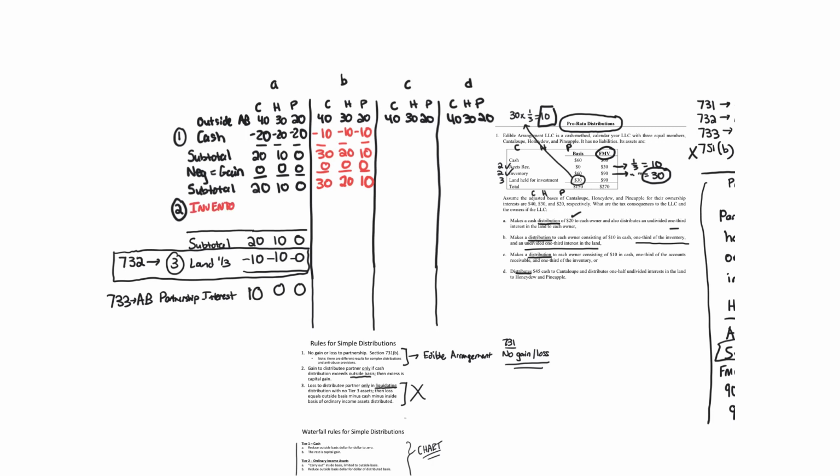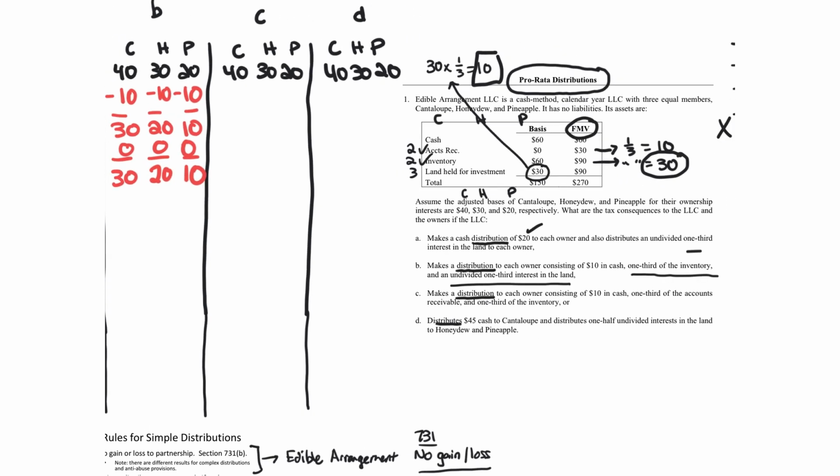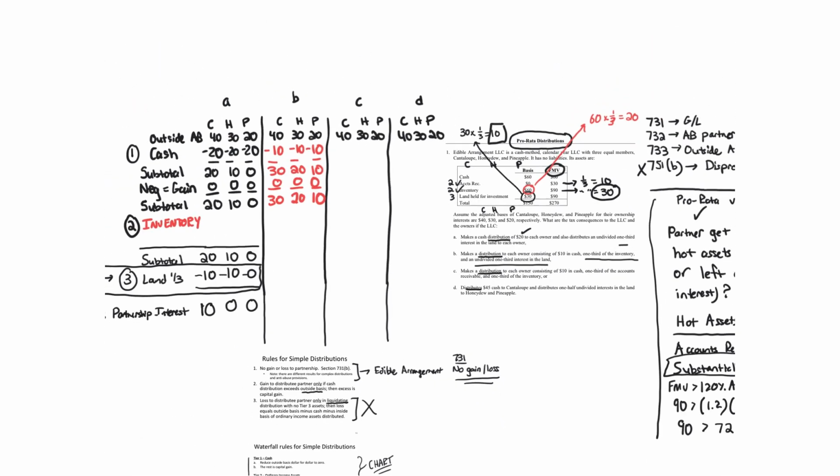Remember, the rule is from our list, like we saw with the land, it's the lesser of the partnership's inside basis, but you do 1/3 of it, right, or the outside basis of the partner at that time. So inventory has an inside basis of 60. So we're going to take 60 times 1/3. 60 times 1/3 is 20. So it's the lesser of 20 or whatever basis the partner has at that time. So the lesser of 30 and 20 for cantaloupe is going to be 20. Lesser of 20 and 20 for honeydew is 20. Lesser of 10 and 20 is 10.